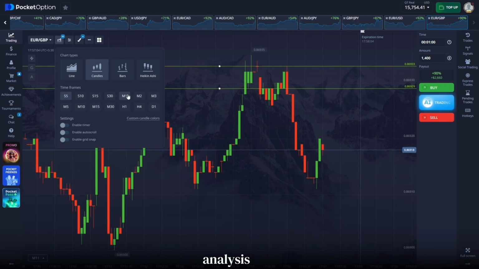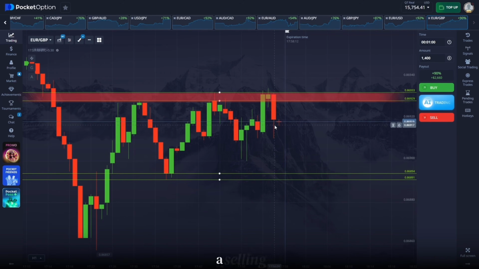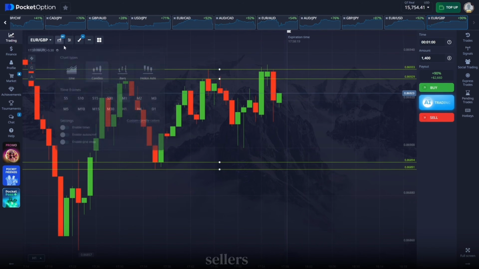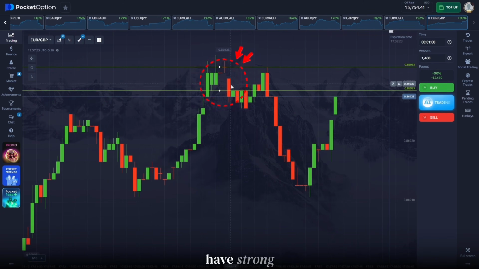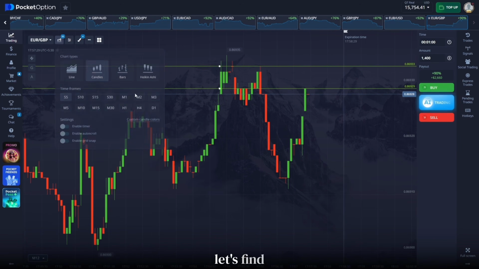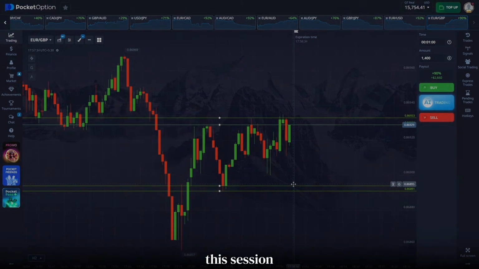So our analysis was simple. If there is no breakout, the price will reverse. There was no breakout, so I took a reversal trade when I had a selling confirmation. The price will only reverse from this resistance if sellers are interested. To check if sellers are interested, I use the 5-second chart, and when I have strong confirmation, I place my trade and we booked profit on the first trade. Let's find one more trading opportunity and then we will end this session.